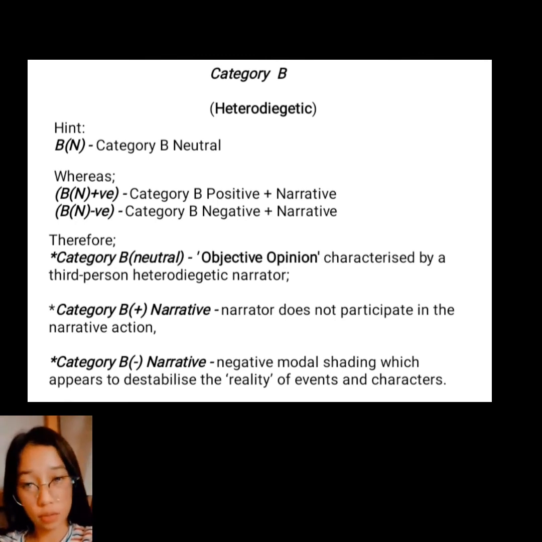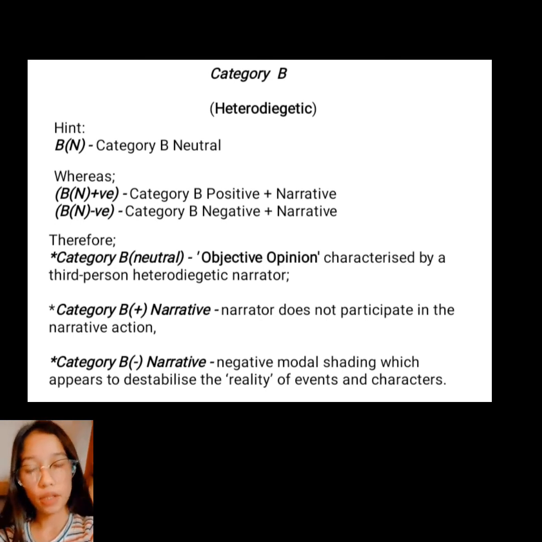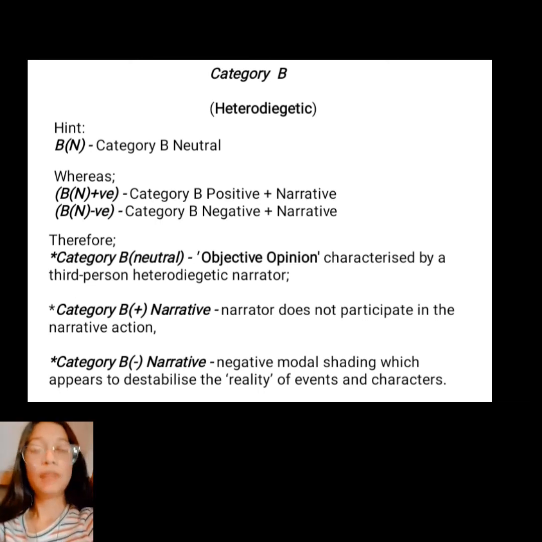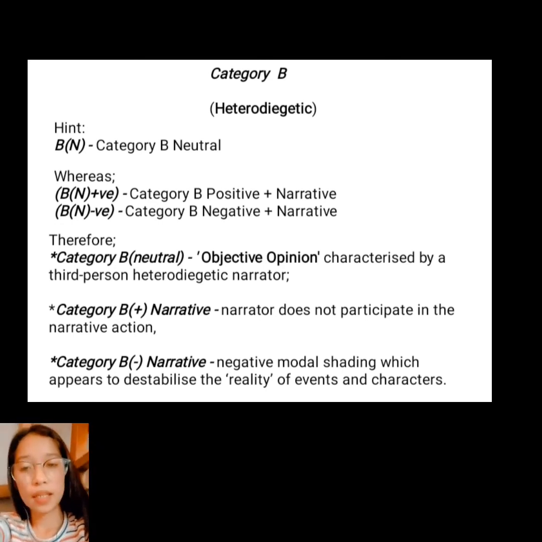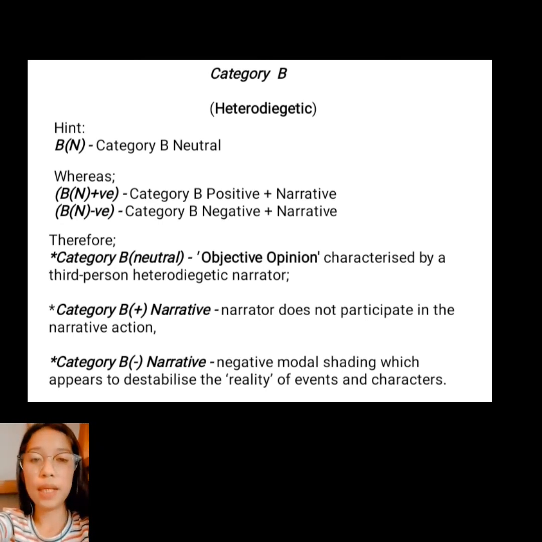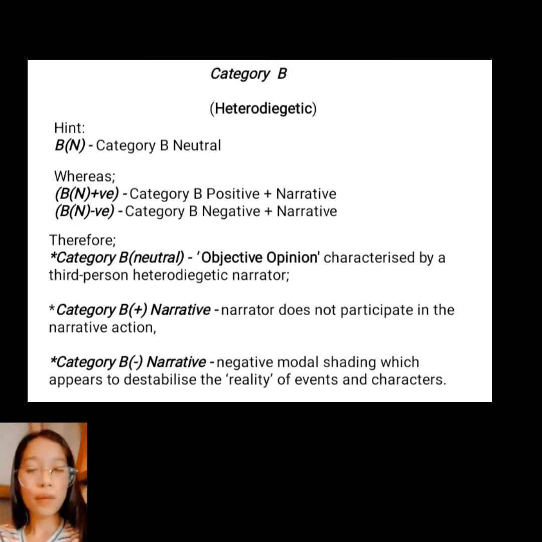And now let's proceed to Category B neutral. While Category A is a subjective form, Category B neutral is an objective form of narrative. Category B is similar to Category A neutral, though, obviously, Category B is rendered in the third person, and the story is told from outside the consciousness of any narrator. And in Category B, we have Category B positive narrative, whereas the narrator does not participate in the narrative action but corresponds closely with its Category A counterpart.